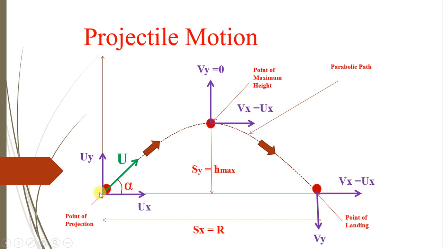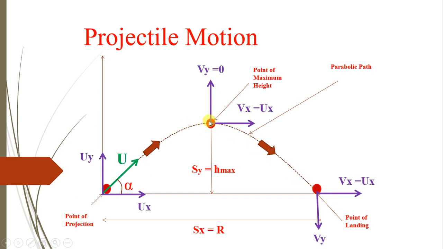First, when a projectile has motion in both the vertical and horizontal planes, it is called projectile motion. Considering a particle projected with an initial velocity u making an angle alpha with respect to the horizontal, the velocity gets resolved into components ux and uy, and the object follows a parabolic path which we call the trajectory.